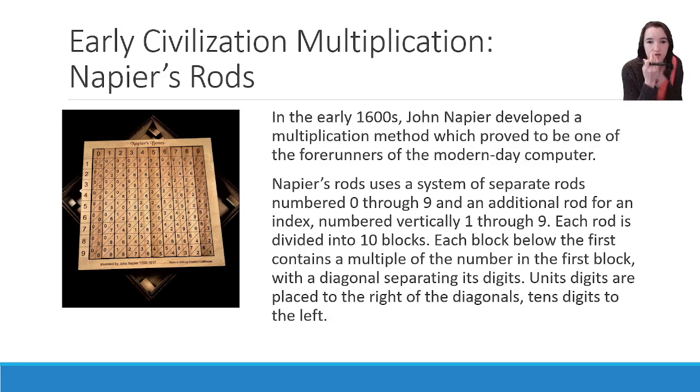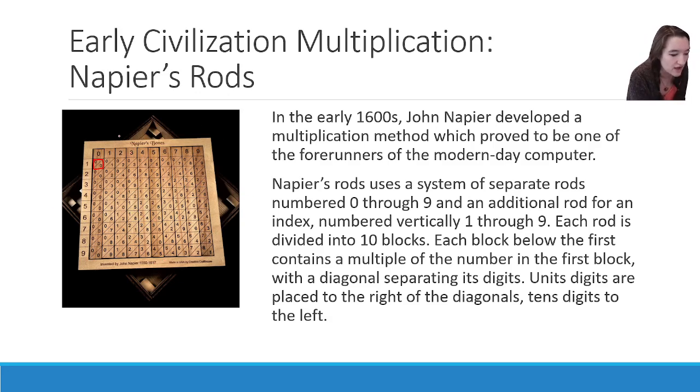Each rod is divided into 10 blocks. Each block below the first contains a multiple of the number in the first block with a diagonal separating its digits. Units digits are placed to the right of the diagonal, 10's digits to the left. Essentially, just like lattice multiplication, we have these little two triangles, right? The diagonal splitting up a square multiplication table. That's all this is, it's an old-fashioned multiplication table. But these are literal rods that people had to do multiplication.